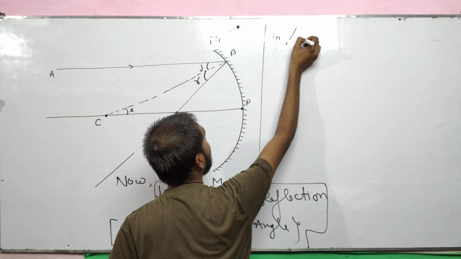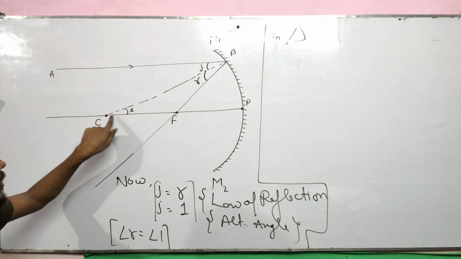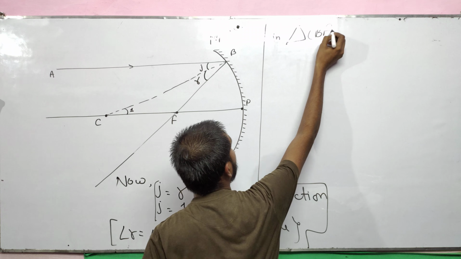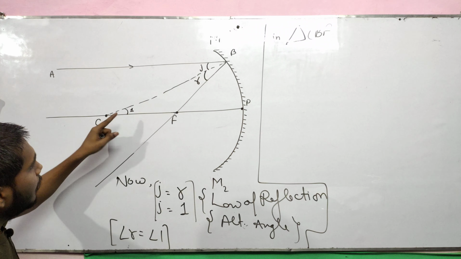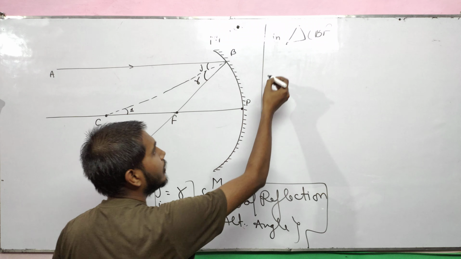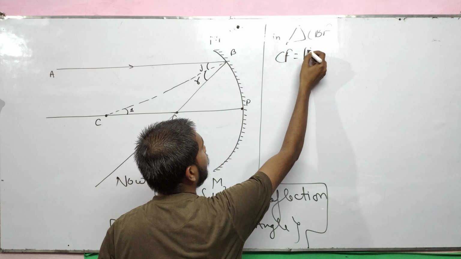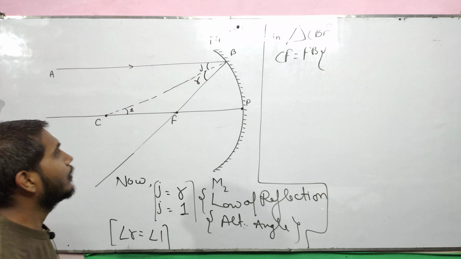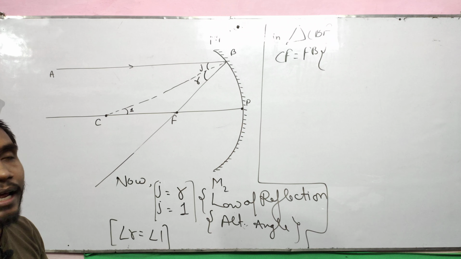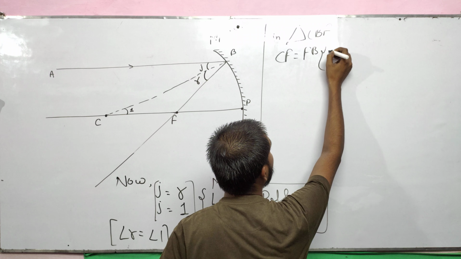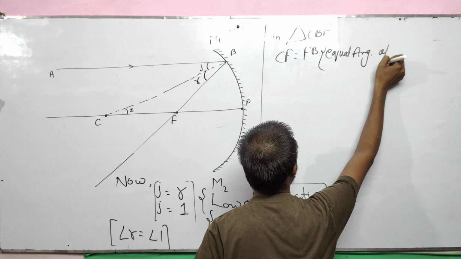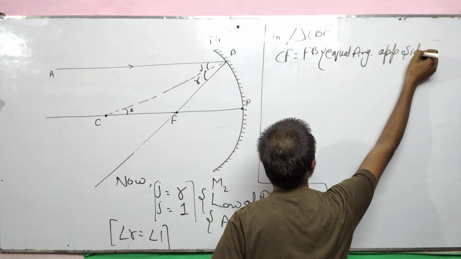So in triangle CFB, CF equals FB. What is the reason? Sides opposite to equal angles are equal.